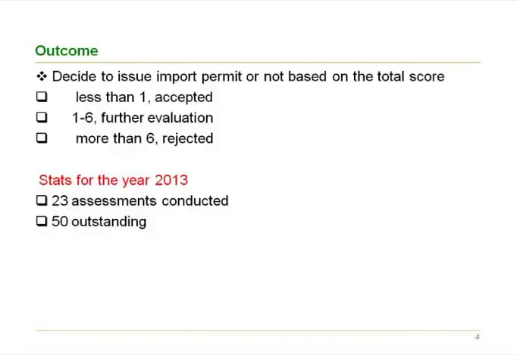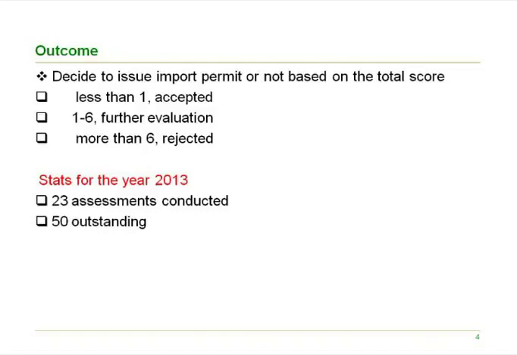At the end, we have to make a decision whether to grant a permit or not. That decision is advised by the total score that the species would have attained. If it has scored less than 1, it means that the species has less potential of becoming invasive, and therefore it is accepted for further assessment, because weed risk assessment is just a starting point in the PRA area.